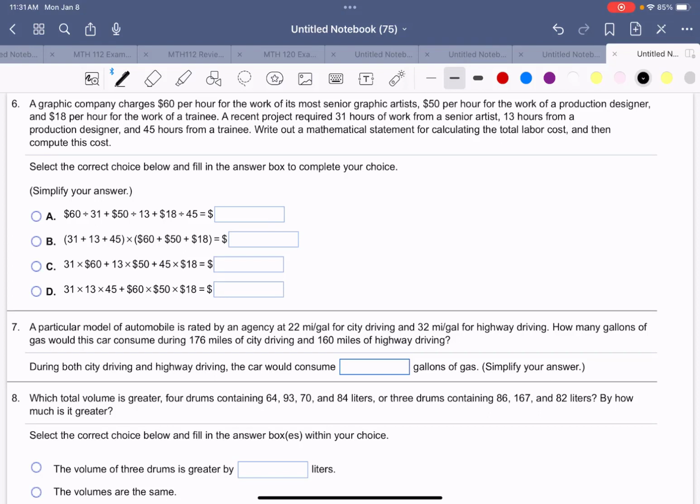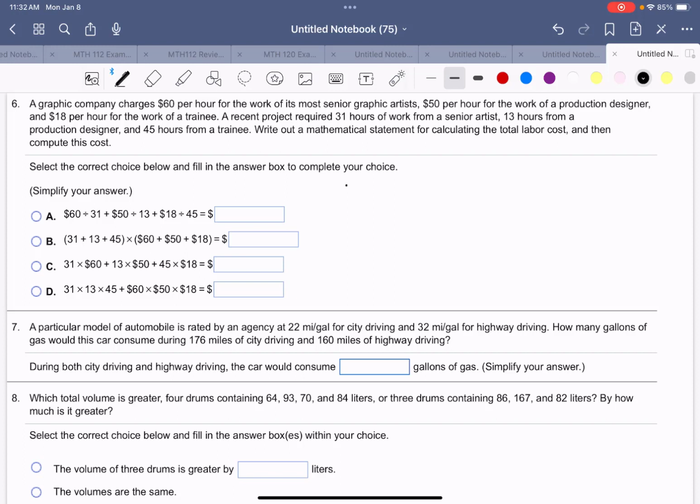Example 6. A graphic company charges $60 per hour for the work of its most senior graphic artists, $50 per hour for the work of a production designer, and $18 per hour for the work of a trainee. A recent project requires 31 hours of work from a senior artist, 13 hours from a production designer, and 45 hours from a trainee. Write out a mathematical statement for calculating the total labor cost and then compute the cost.